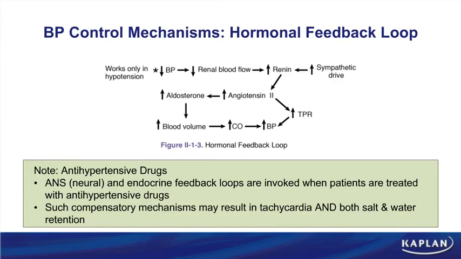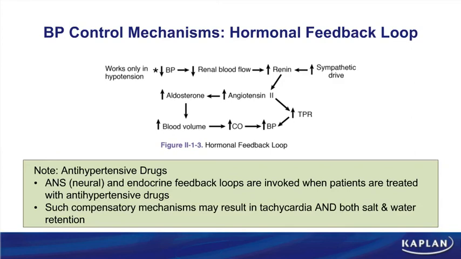This system, of course, can increase your blood pressure through the actions of angiotensin II and also the actions of aldosterone. Angiotensin II is a potent vasoconstrictor to increase TPR. Increasing aldosterone is going to conserve sodium and water, so you get an increase in blood volume, increasing cardiac output, and that also can increase your blood pressure.